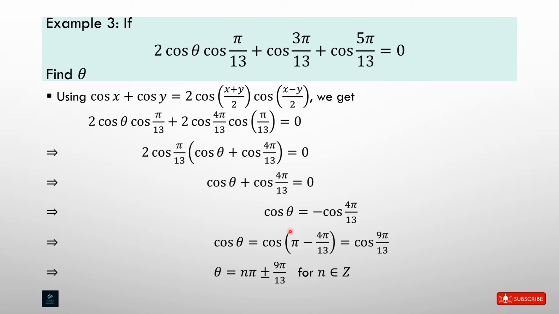And we know that cos of pi minus x is equal to minus cos of x. This means that cos of theta is equal to cos of pi minus 4 pi by 13, and this is equal to cos of 9 pi by 13. Applying theorem 2, we get theta is equal to n pi plus minus 9 pi by 13 for n belonging to integers.